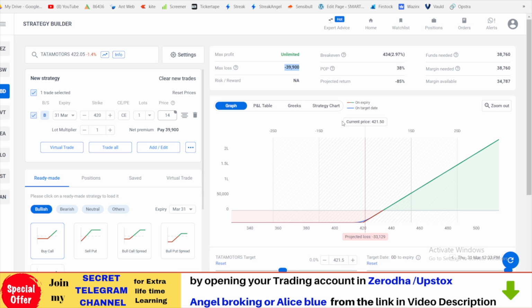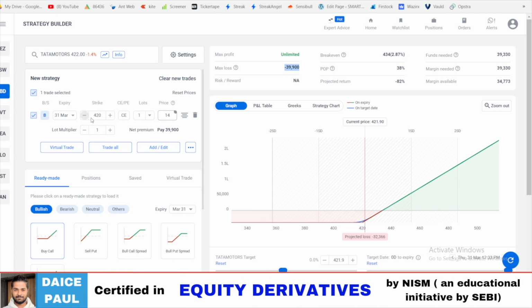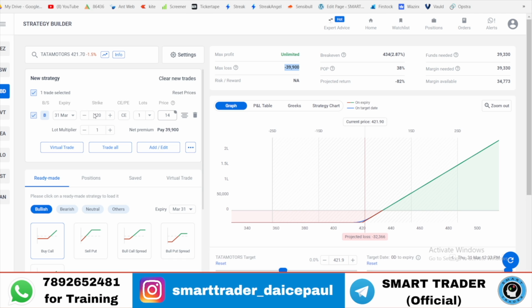And one more thing is the break even point. So what is this break even point? Strike price plus premium. I will show you in practical how it looks. See, strike price is 420 rupees. So your prediction is that by expiry, Tata Motors will close above 420. Currently it is 421, right? If you see here, according to you, it should close above 420 rupees. So your buy price is 420. But you gave a premium of 14 rupees before buying.